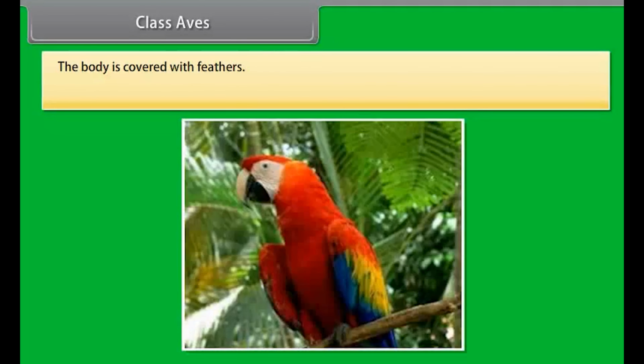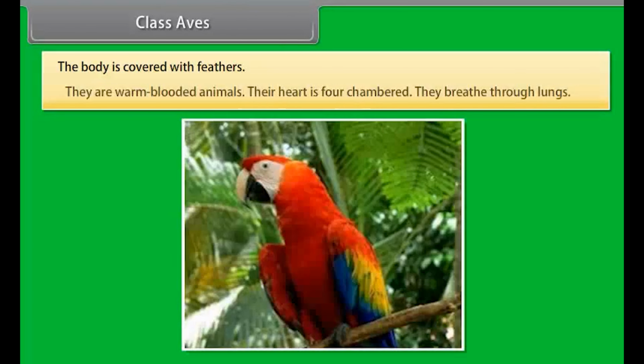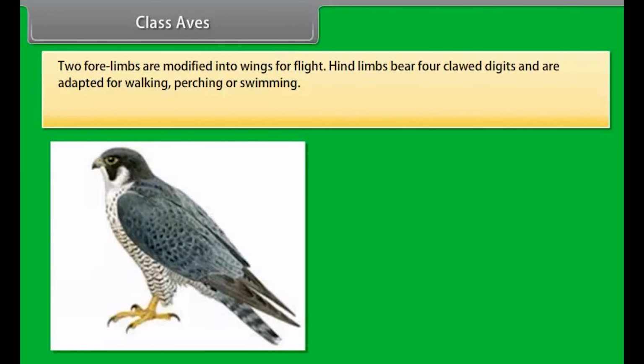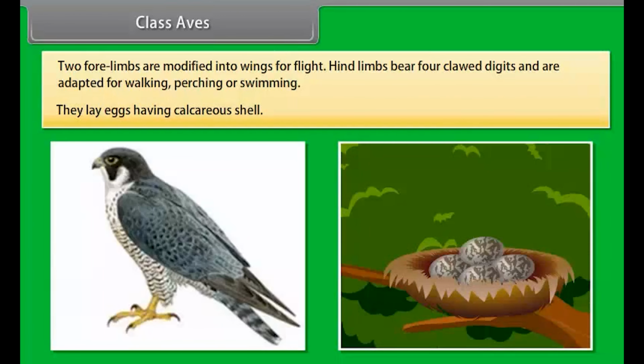The body is covered with feathers. They are warm-blooded animals. Their heart is four-chambered. They breathe through lungs. Two forelimbs are modified into wings for flight. Hind limbs bear four clawed digits and are adapted for walking, perching, or swimming. They lay eggs having a calcareous shell.